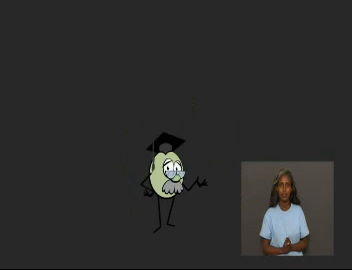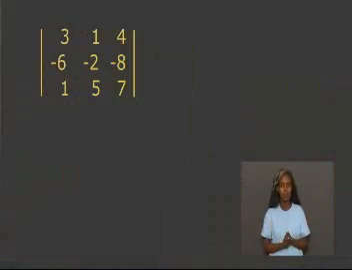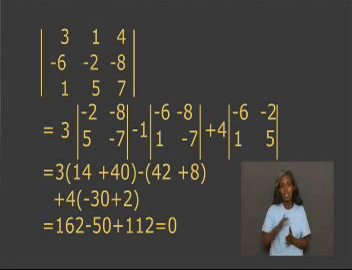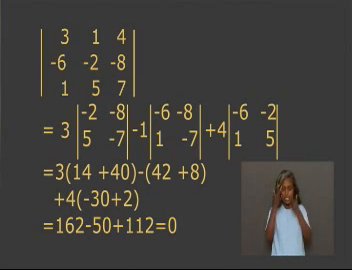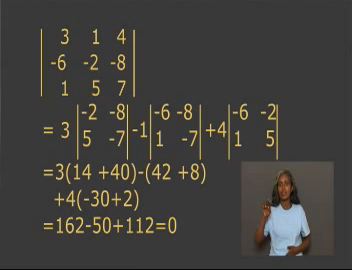Time's up. Let's get back to our lesson. Welcome back, students. If you selected your minors, as I think you did, your solution probably looked like this. It left you with a final equation of 162 minus 50 plus 112. You found that the determinant of this matrix is equal to 0.